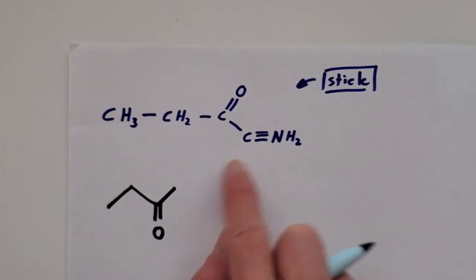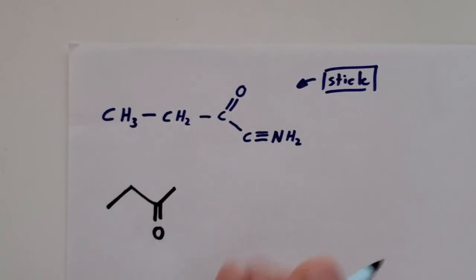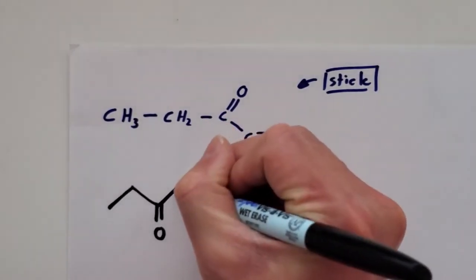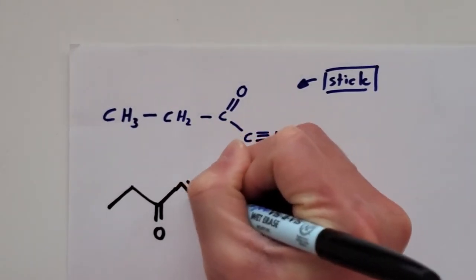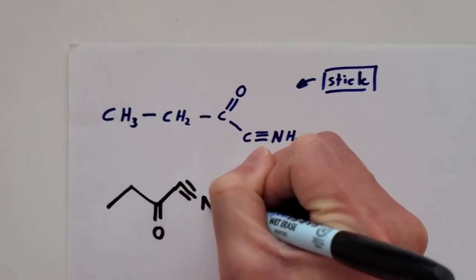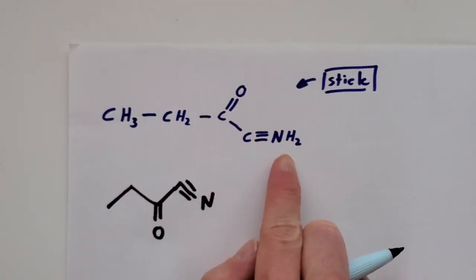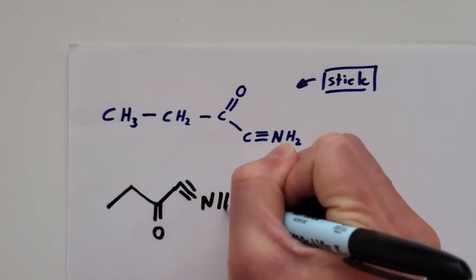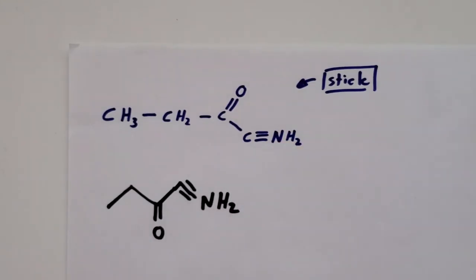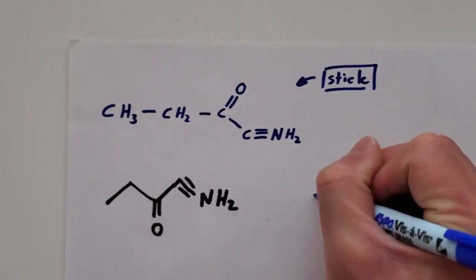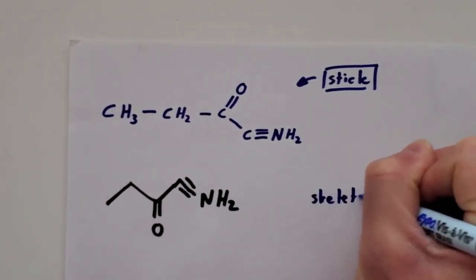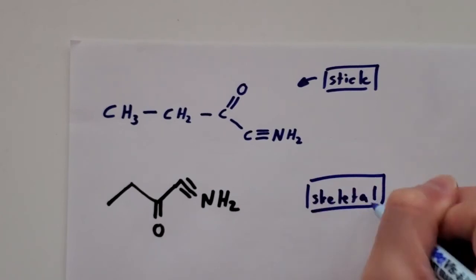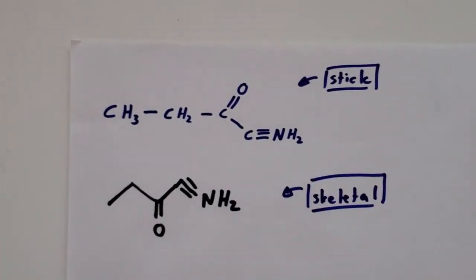And then lastly, this carbon right here, it has a triple bond to the nitrogen. So what we're going to do is draw a triple bond to nitrogen. And since nitrogen has H's connected to it, we just need to make sure that we write the H's. Okay? And that's it. This is going to be the skeletal structure for this molecule up here.